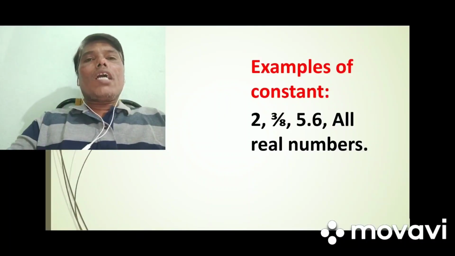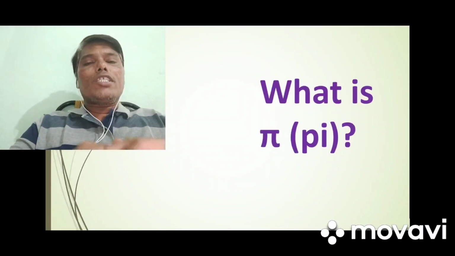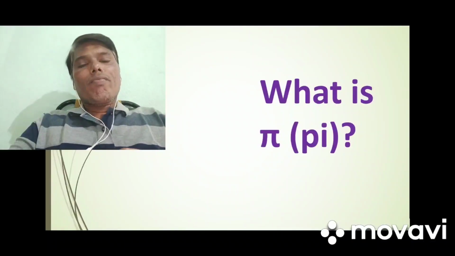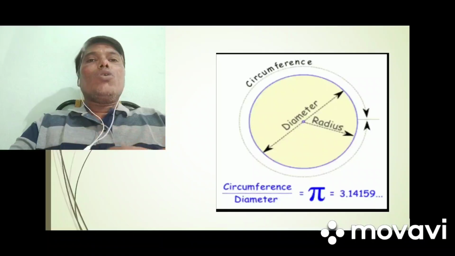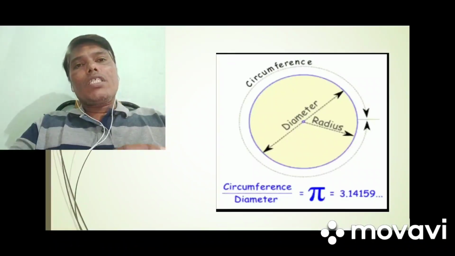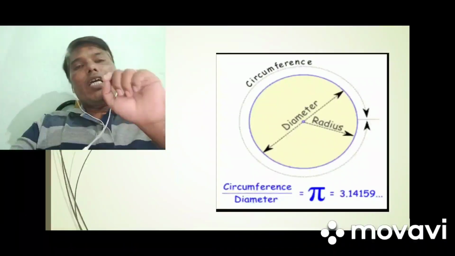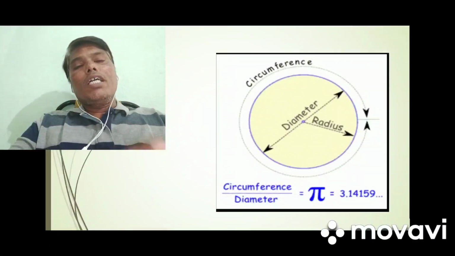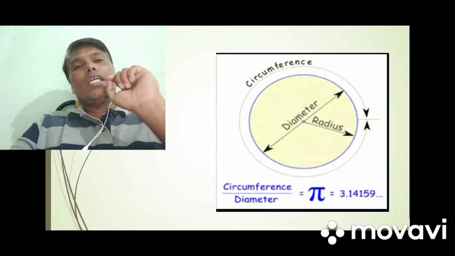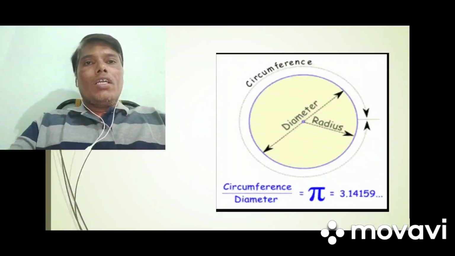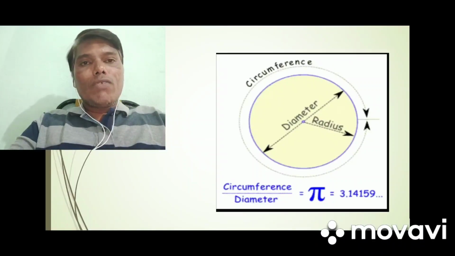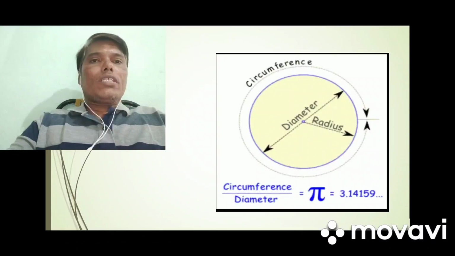Pi is an important constant in mathematics. We already learnt it in the real numbers chapter. What is pi? It is the ratio of the circumference of a circle to its diameter. The circumference is the length of the boundary of a circle. The diameter is the line segment joining any 2 points on the circle passing through the center of the circle. The pi value is obtained by dividing the circumference of a circle by its diameter.